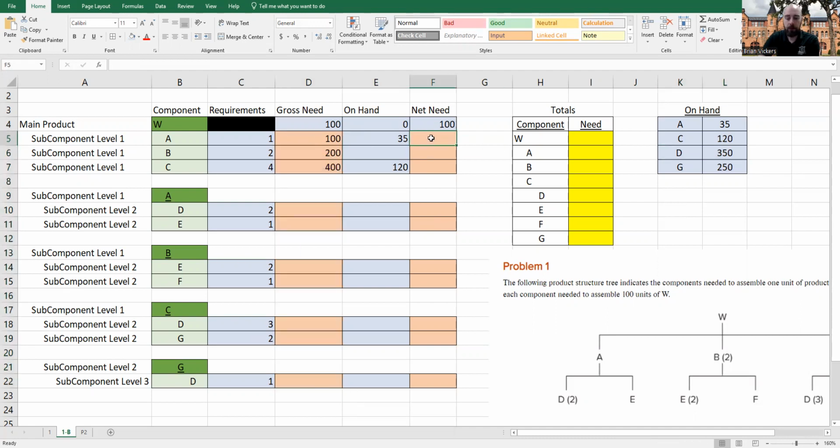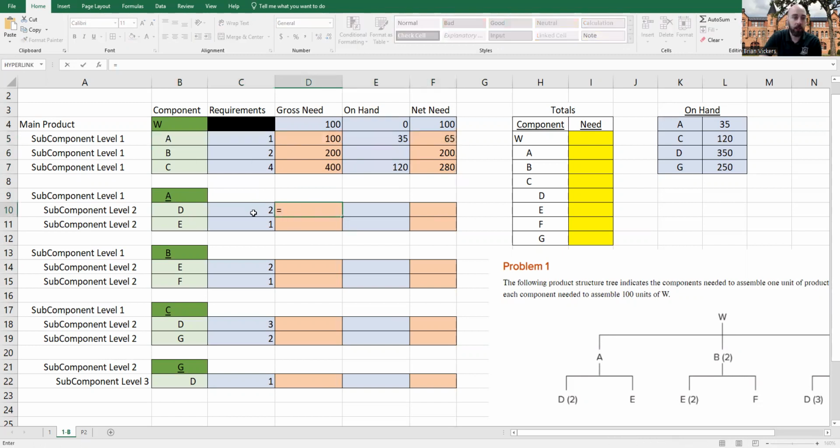So in the first section and all of these sections, your gross need minus your on hand will be your net need, but you do one level at a time before you move down it. So 100 minus 35 is 65. 200 minus 0 is 200. 400 minus 120 is 280. So now, when I go to the next level, I'm going to refer to the level above and look at the net need from that level instead of the gross need. So every A requires 2 D's. Well, I have 65 A's on hand.